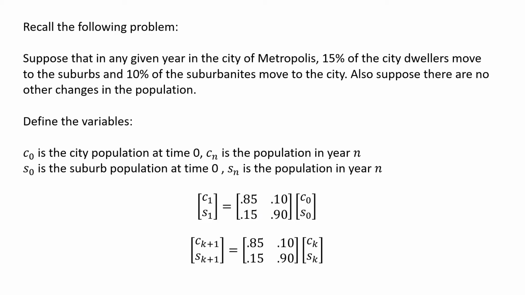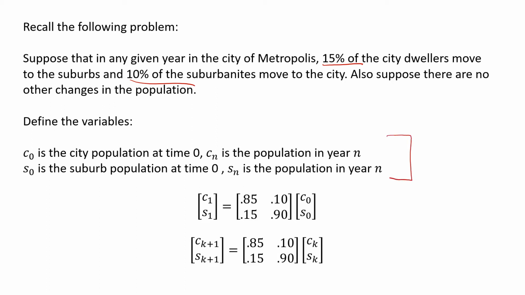So we're going to look at this first through a specific problem. This is a problem that we've seen before, where we are looking at a closed system and looking at changes in population over time. So we have the city and the suburb, and we know how people transition between the city and the suburb, with 15% of the city people going to the suburb every year and 10% of the suburban people going to the city. And we've seen how we can use matrices and matrix vector multiplication to look ahead and see what happens in the next year.